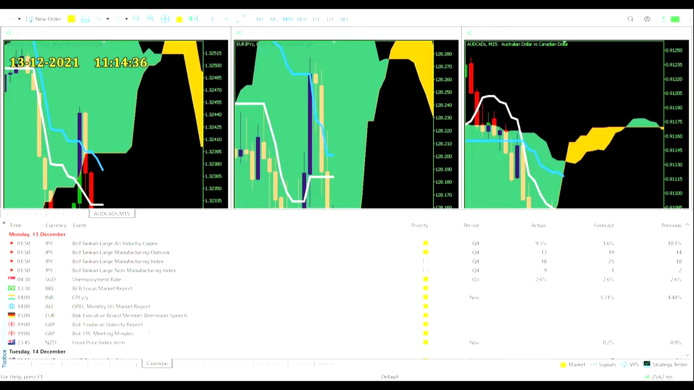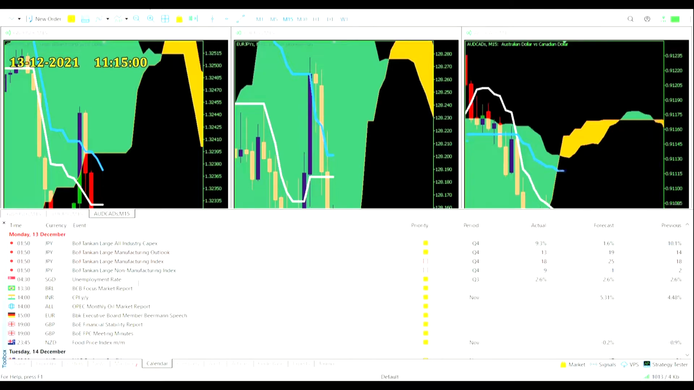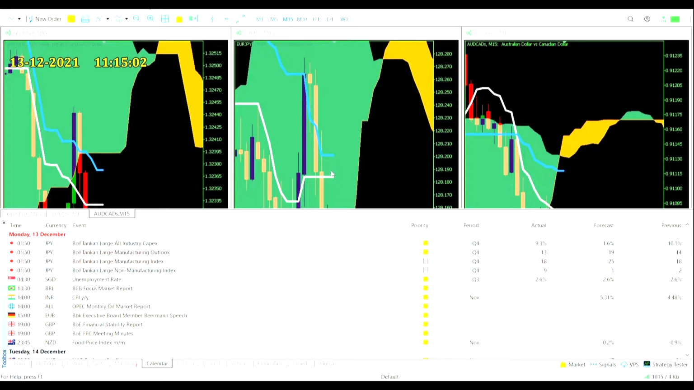7 o'clock, the Bank of England Financial Stability Report and the FPC meeting minutes. And 11:45, which is basically tomorrow at this point because it's in New Zealand, the food price index month on month. And that is literally everything. So yeah, nothing that should have an impact on us.